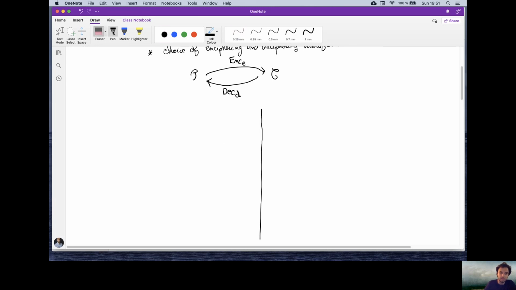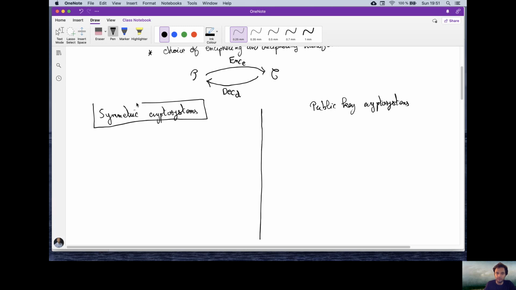symmetric cryptosystems on the one hand, and on the other hand, public key cryptosystems. Okay, so let us start defining what is a symmetric cryptosystem.